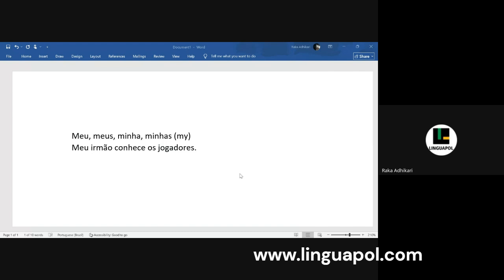So from the first sentence itself, I want everybody to be very clear on this. The gender of the possessive pronouns depends on the gender of the object. Let us see more examples.